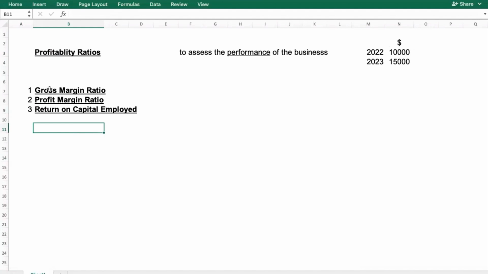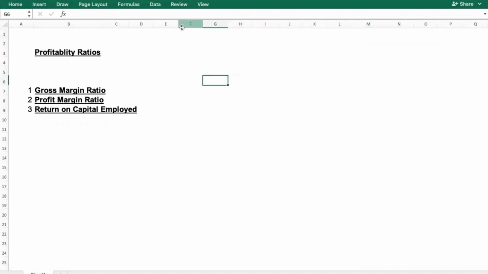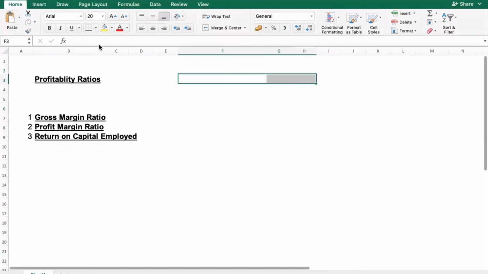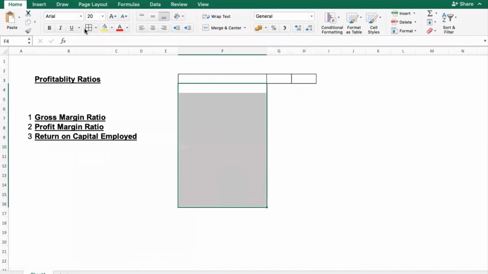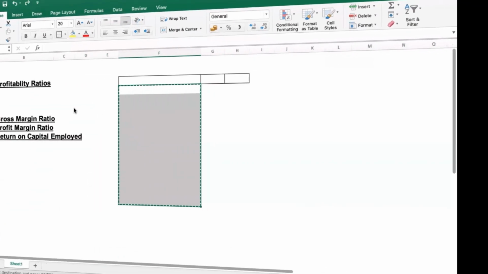First, I am going to discuss the gross margin ratio. What is the use of the gross margin ratio? You are aware of the income statement, right? Let me draw the format, and we will see how to use the data given in the income statement to calculate these profitability ratios.